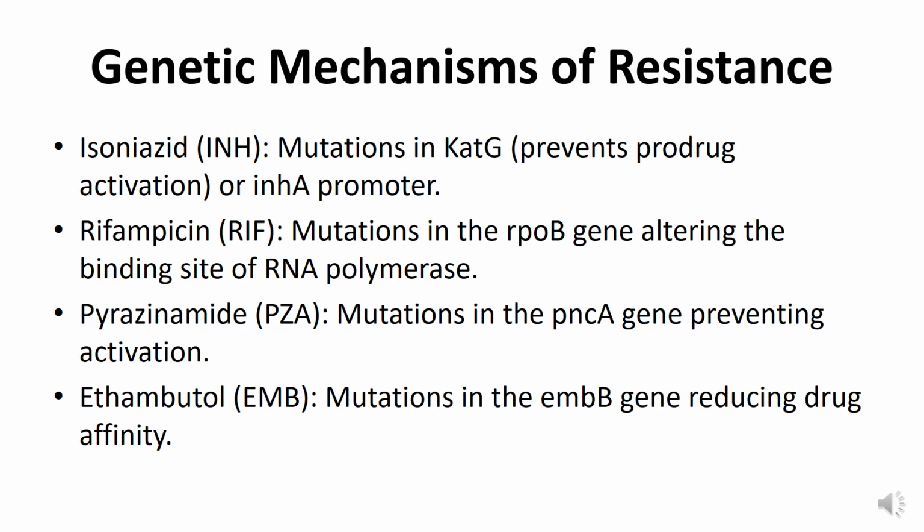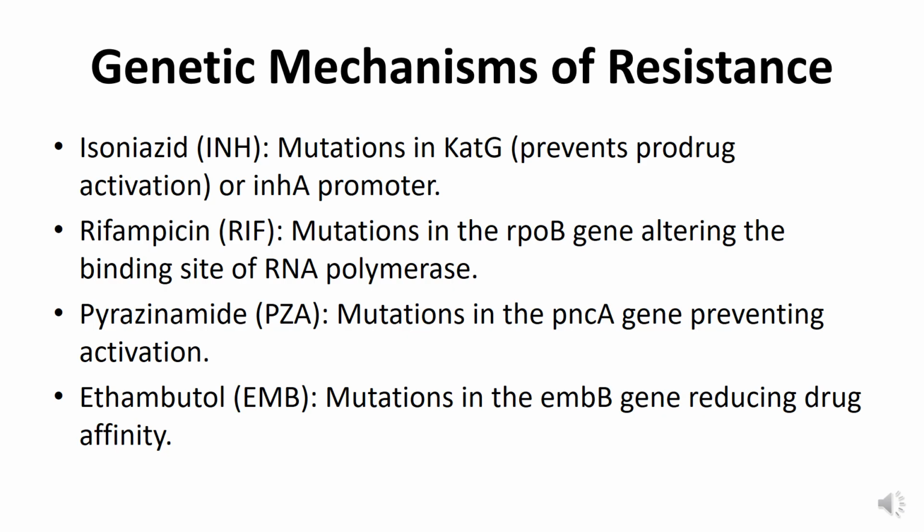Finally, we have ethambutol. Ethambutol targets arabinosyl transferase enzymes involved in cell wall synthesis. Mutations commonly occur in the embB gene, which is part of the embCAB operon. These genetic changes can alter the drug's target and reduce ethambutol's binding affinity. In simple terms, the medication can no longer attach as effectively to the enzyme it was designed to inhibit. As a result, bacterial growth continues despite treatment.